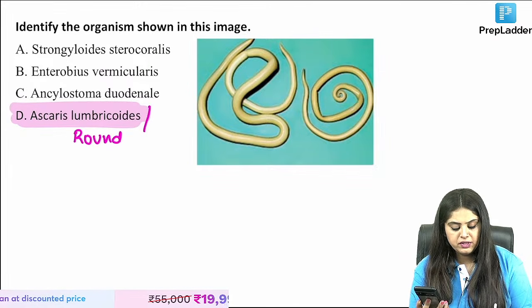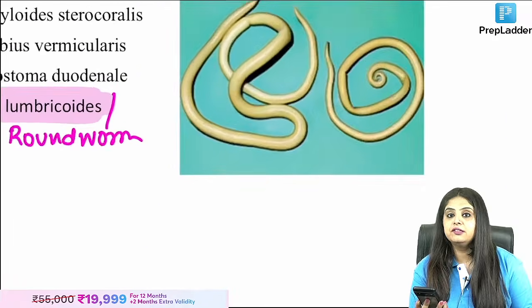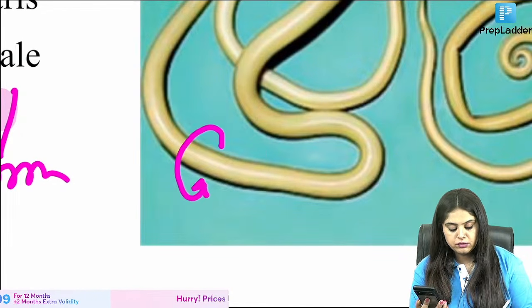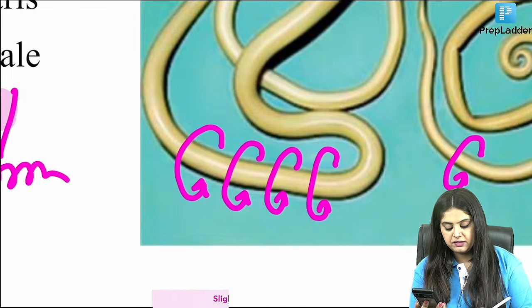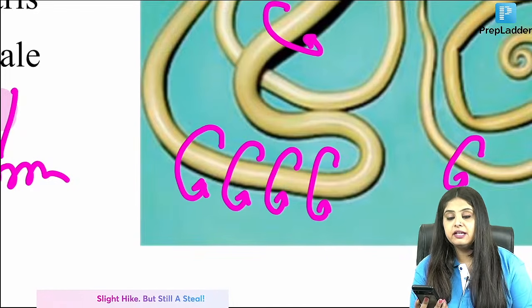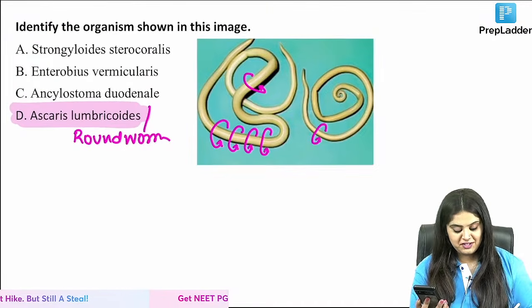It is roundworm. You can see that if you zoom in on its body, its cross section is looking round. So this is known as the roundworm. Perfect. Now the next story is how to differentiate male and female.